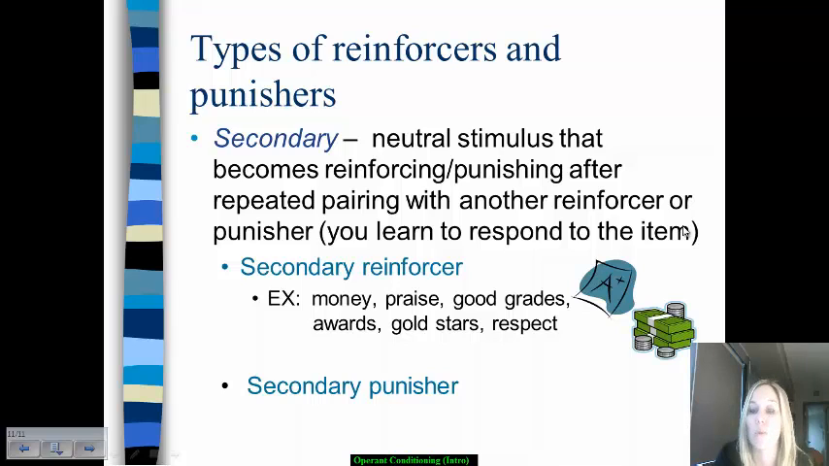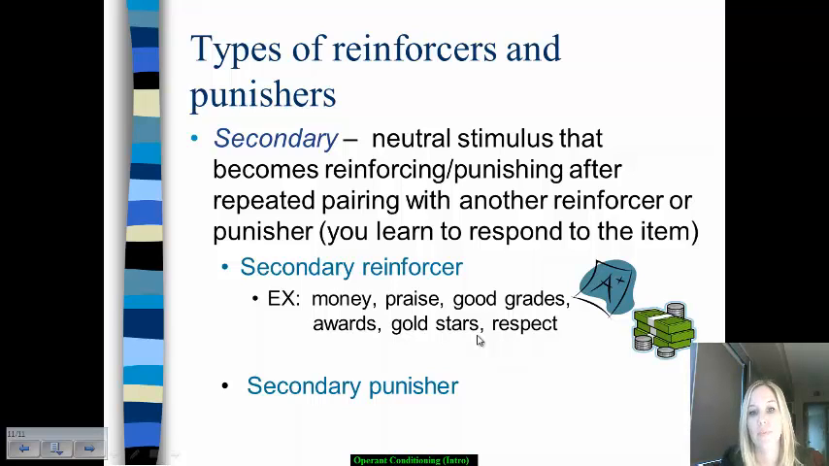Another thing would be praise or respect, good grades, okay? You learn to respond to those things. You learn to associate an A+ with something really good that you like, your parents saying good job or them paying attention to you, or your teachers giving you an acknowledgement in some manner. Another example would be gold stars. You learn to respond to those. They don't naturally provide you with anything until you've learned over time that it has this particular association to it. Okay, so secondary reinforcers and punishers are classically conditioned things that end up making you want to either increase behaviors or decrease behaviors.